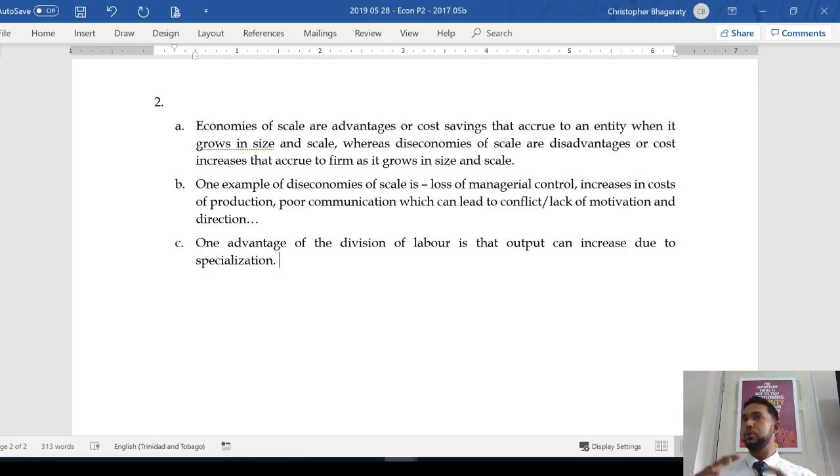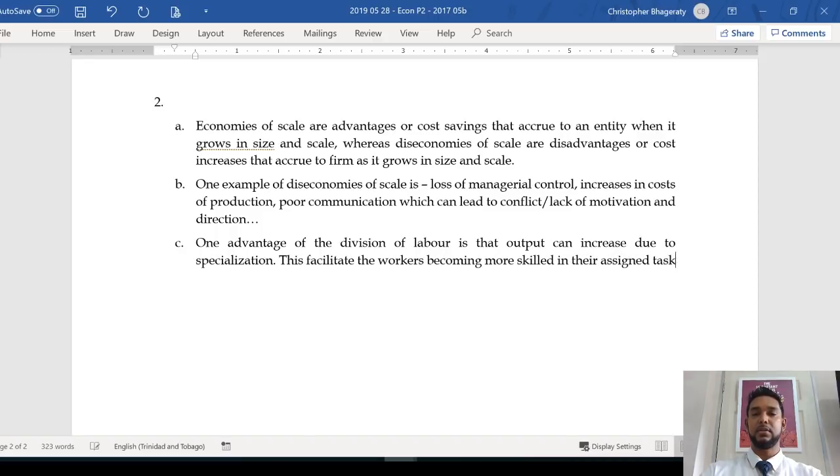So when you get better at something, you're able to do it more quickly with fewer errors, and probably better quality too. So that's why output will rise, right? That's the advantage also. This facilitates the workers becoming more skilled in their assigned task, and this results in quicker output that may be of a higher quality, right?